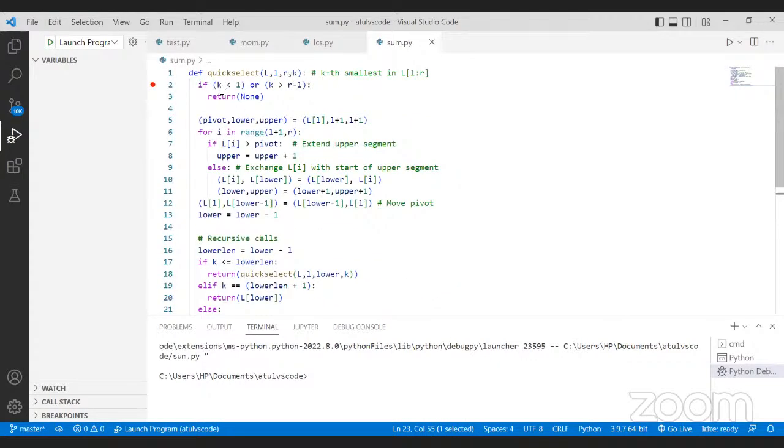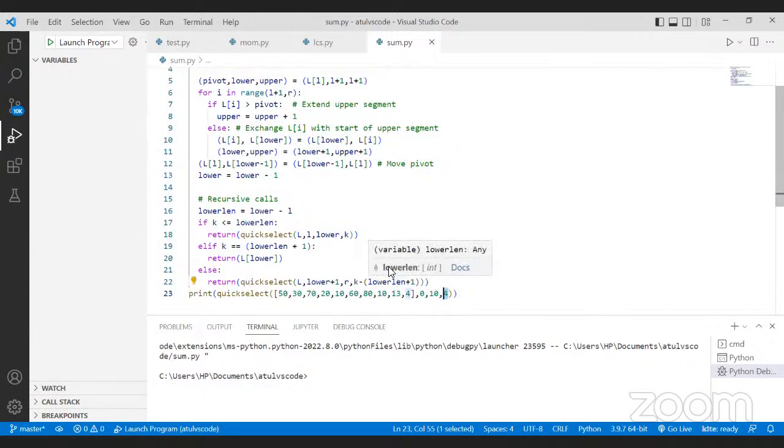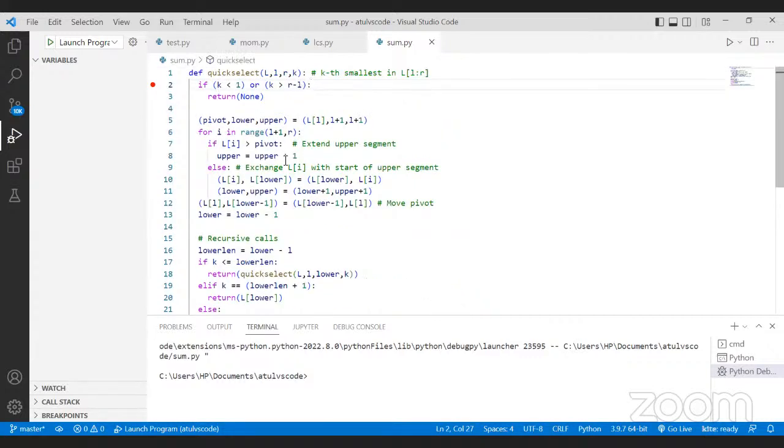After that, if k is less than 1 or k is greater than n minus 1, return none. That means if the kth value passed is less than 1, there is no meaning to it; we cannot ask for the zeroth smallest element. Similarly, if k is greater than r minus l, for example if we have 10 total elements and ask for the 15th smallest element, there are fewer elements and we cannot ask for a larger value. Because of that we have this condition, and we return none.